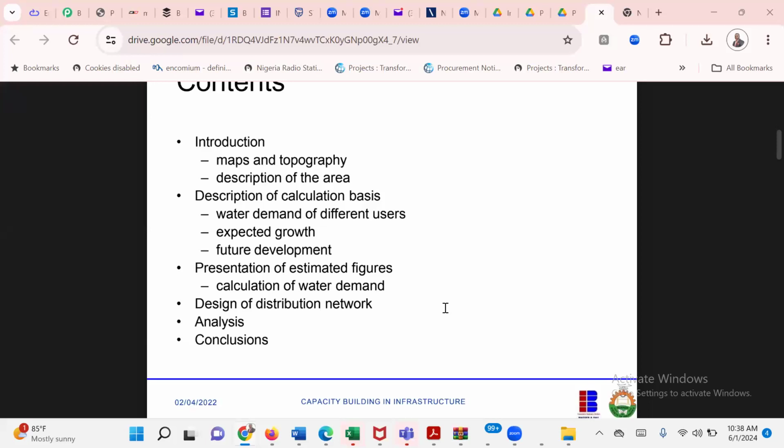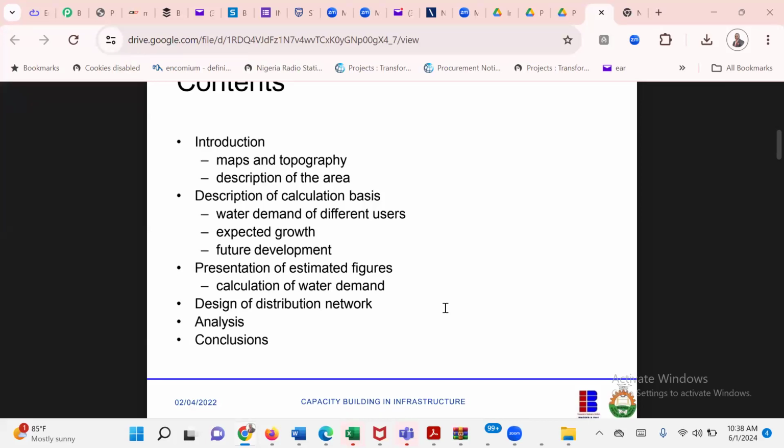You analyze them to see that the flow is okay, the velocity of flow is okay, the pipe sizing is okay, there is no negative pressure anywhere, that the minimum design pressure of the system is met, the minimum flow velocity of the network is met, the minimum water demand of the users is met. That is what the analysis entails.